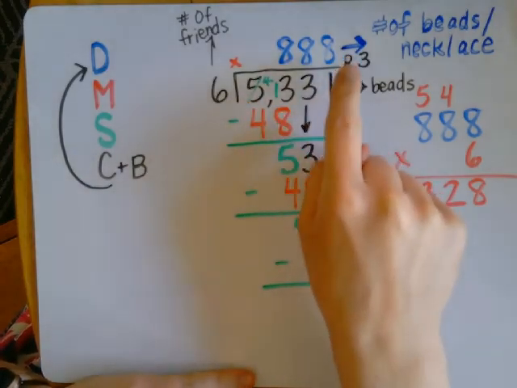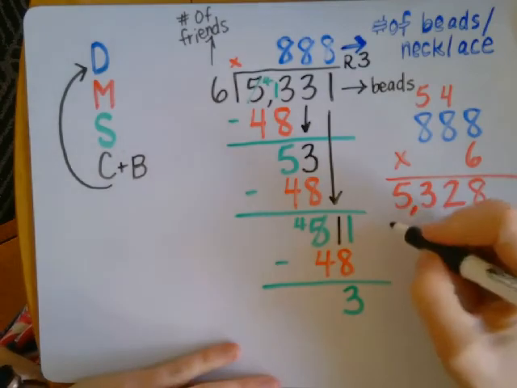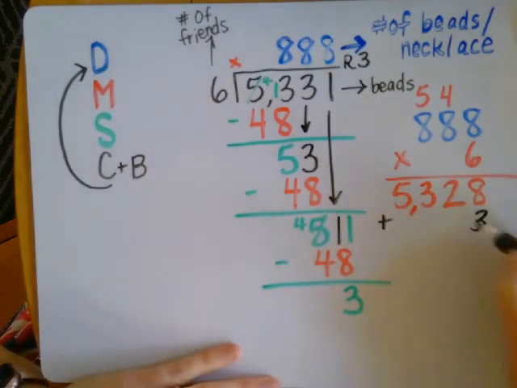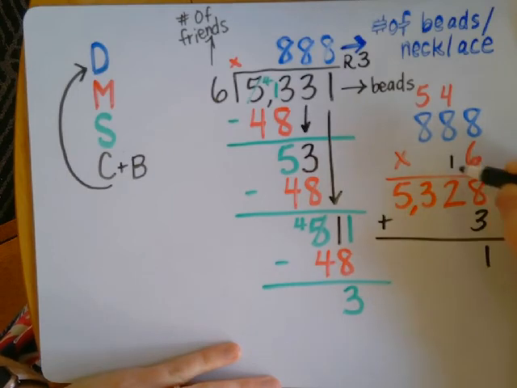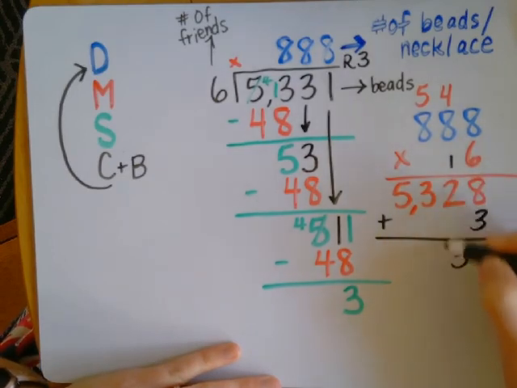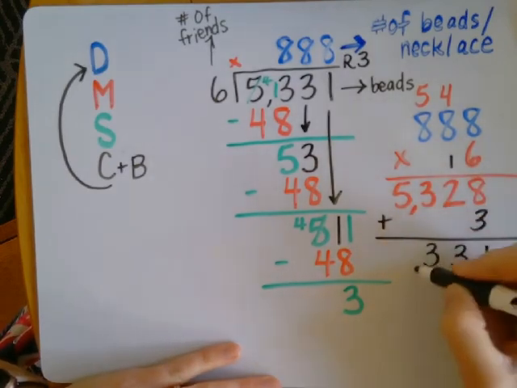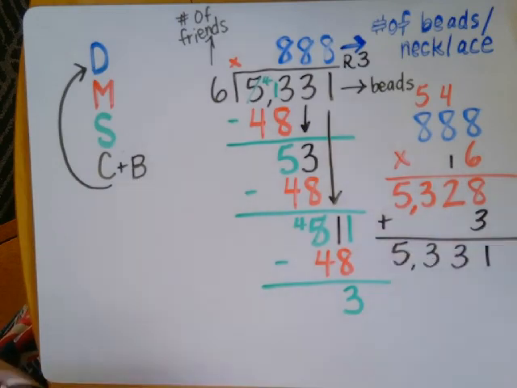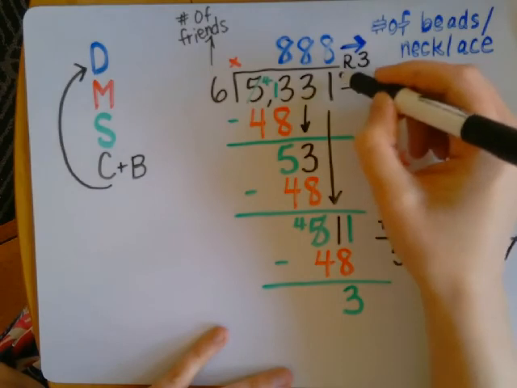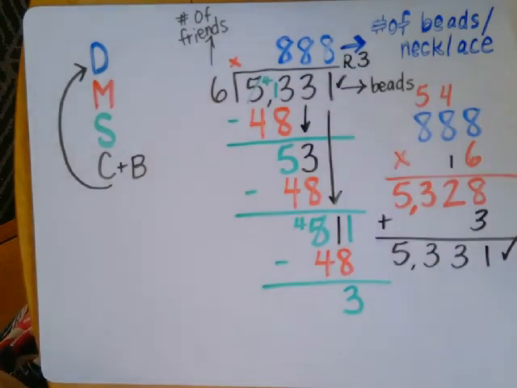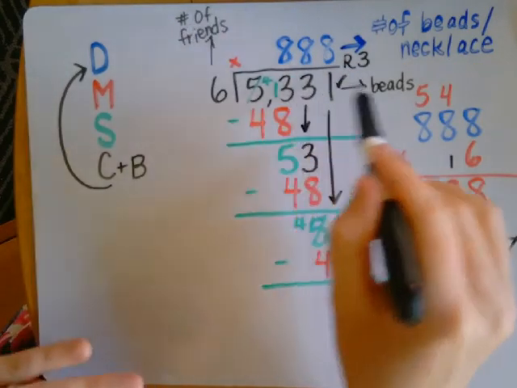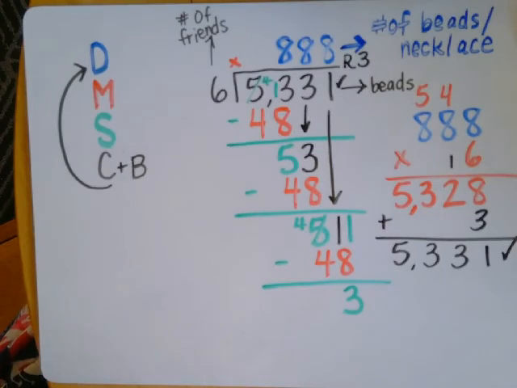Remember our remainder 3, we add that back. 8 plus 3 is 11. 1 plus 2 is 3. 3 plus nothing is 3. 5 plus nothing is 5. So there we go. 5,331 matches what we started with. Hopefully this did not confuse you. I was just trying to give you context with what the numbers mean, what the remainder might mean.